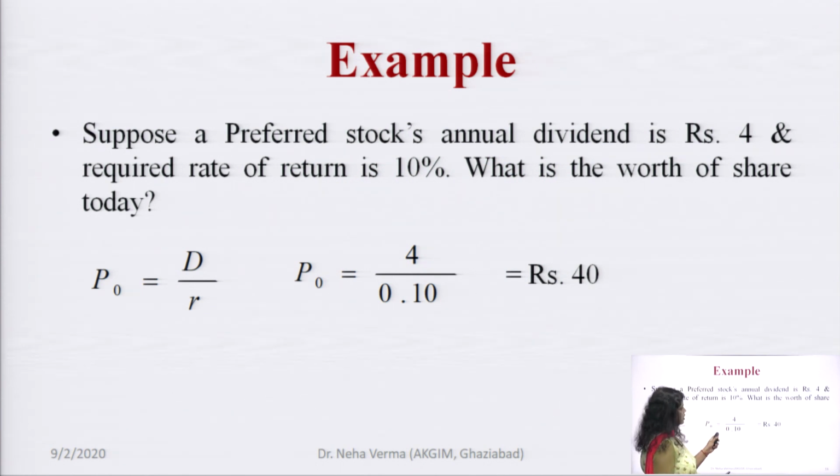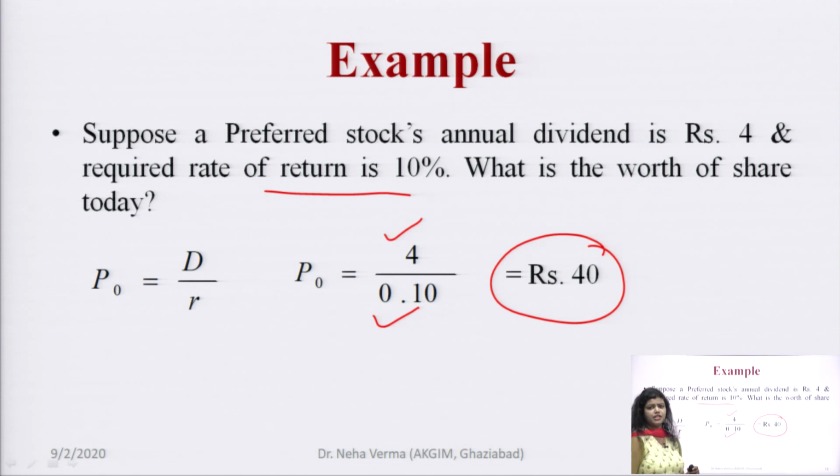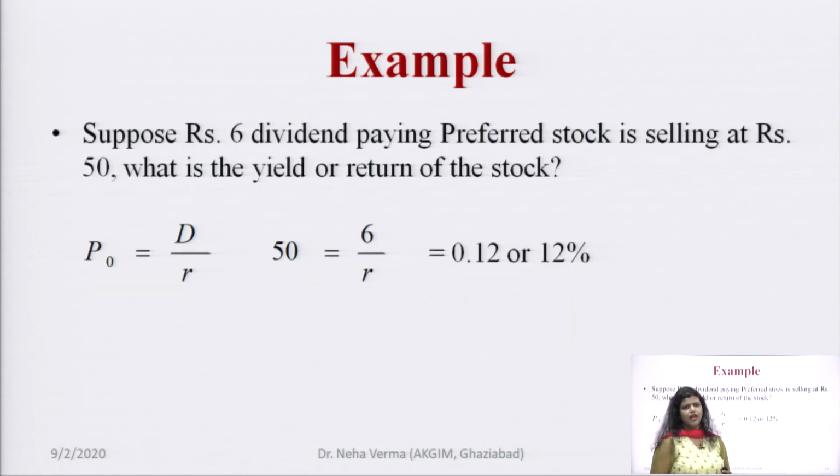This is one example for your reference, showing how this model is used for preference share investment. This is the question which has been given: the dividend value is given, and you are given the required rate of return. Simply dividing the dividend by the required rate of return, you can obtain the value of the preference share, which is the intrinsic value. You can compare this value with the actual market price and take the investment decision. This is another example again for the calculation of preference share valuation.